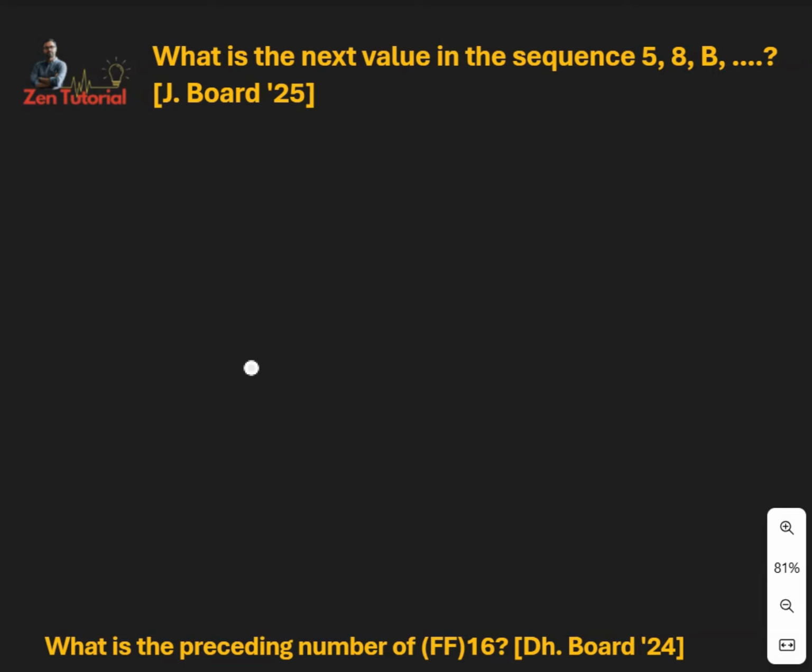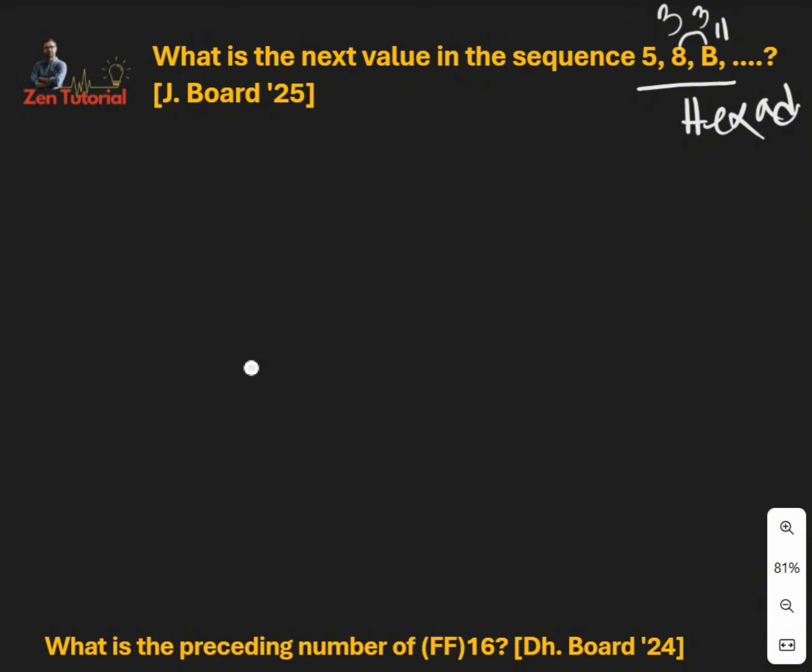What is the next value in the sequence 5, 8, and b? So this is actually the hexadecimal number. There is no doubt because b is here, hexadecimal number. And the interval from 5 to 8 is 3. So from 8 to b, of course, the interval will be the same. So this will be 3. So b represents 11. So this is correct.